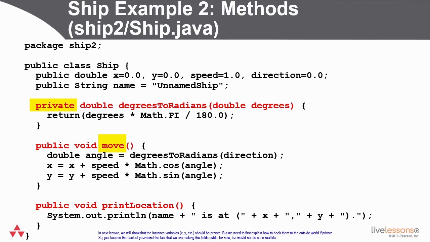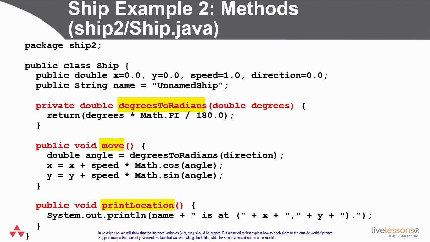In fact, the general principle is declare everything private unless you have a specific reason to do otherwise. So declare degrees to radians private, declare move private, declare print location private. But then you say, well, wait, hang on a second. Move is something that I need to instruct a ship to do from the outside. All right, I change my mind and make it public. Oh, print location, that's something that I do from the outside to query the current location of a ship. Oh, I'll make that public. But your first instinct is to make it private and make it only public if you need to. Don't do it the other way around. Don't have your first instinct be to make the methods public and make them private only if you need to.